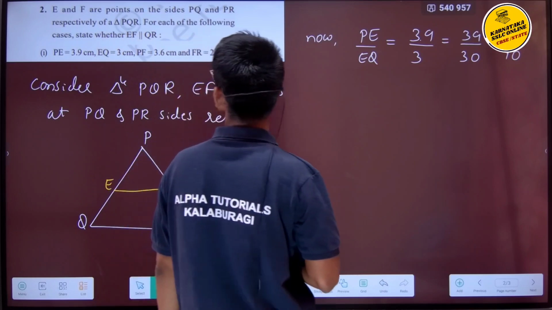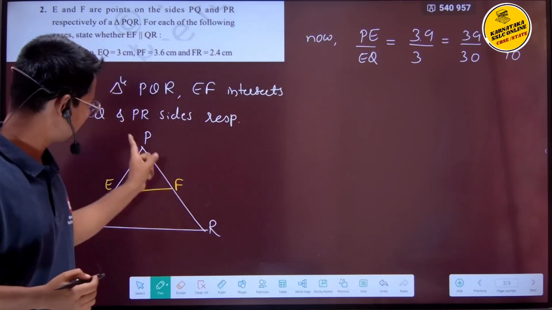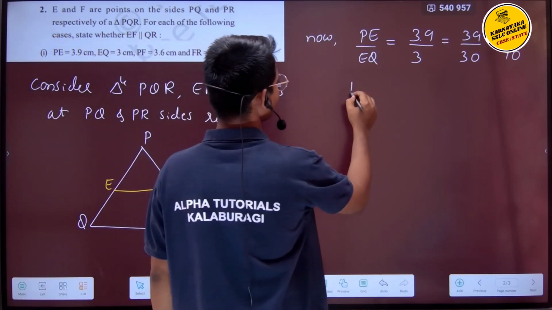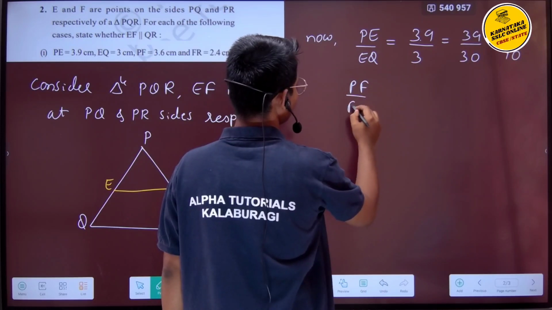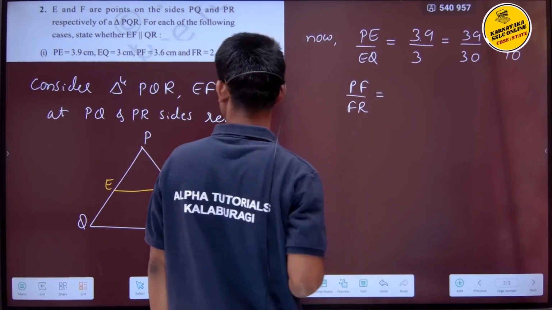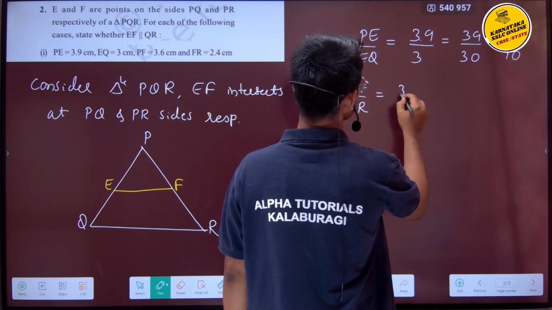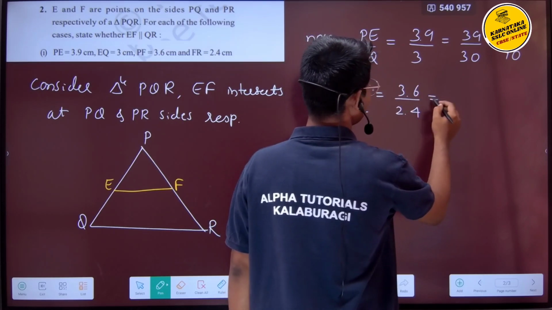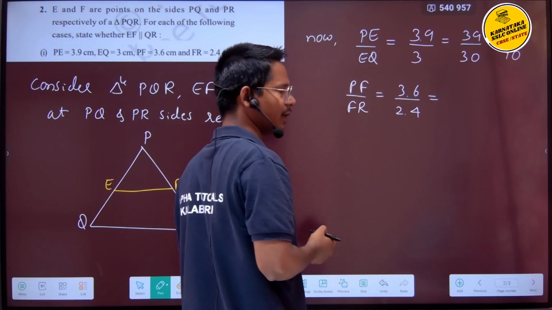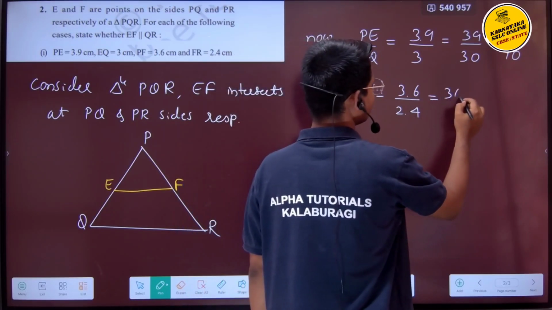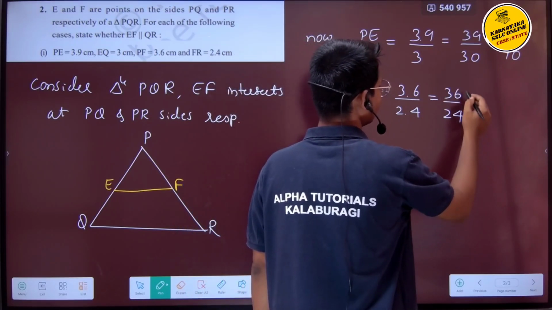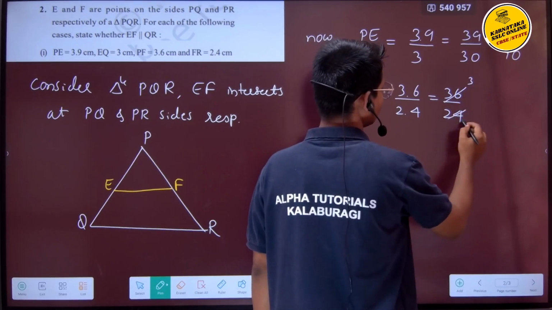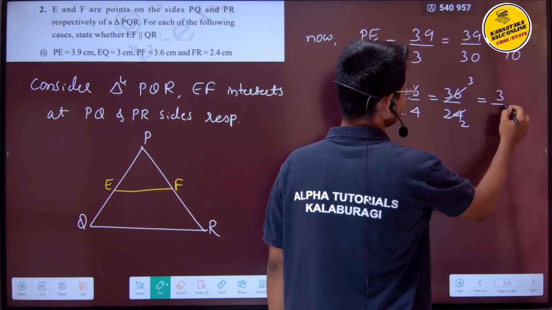Now I'll check the second side, PF by FR. What is PF? 3.6, and FR is 2.4. You can neglect the decimal point as the same number of digits are there after the decimal point, so it is nothing but 36 by 24. Now 12 table, 12 3s are 36, 12 2s are 24, so we'll get 3 by 2.